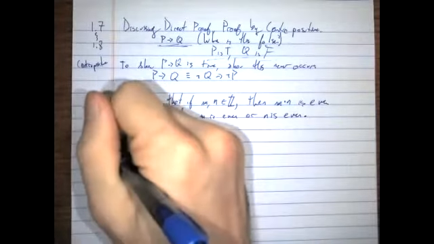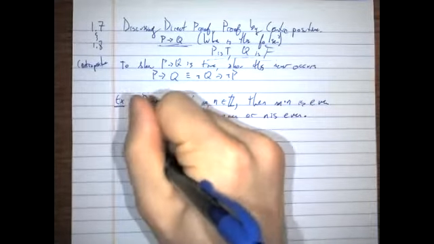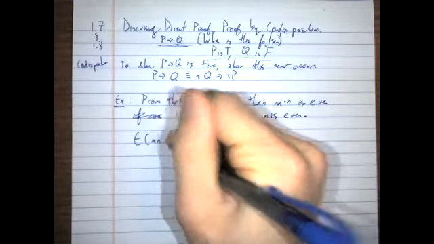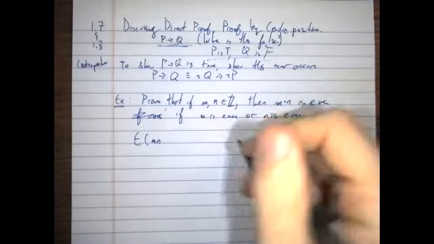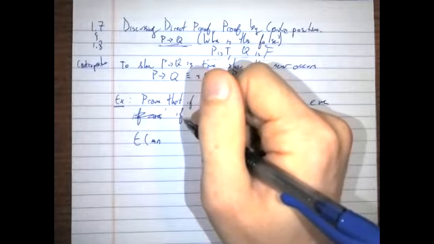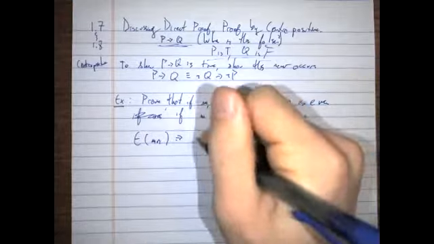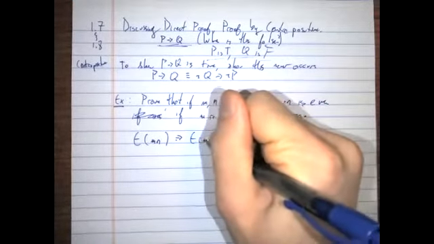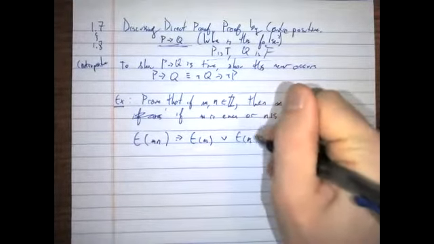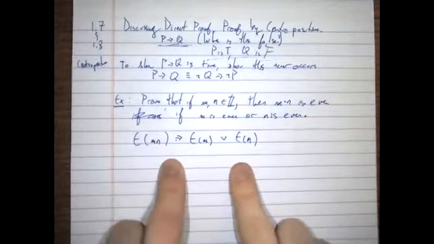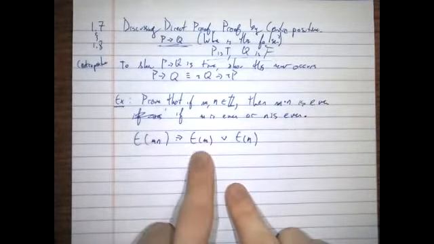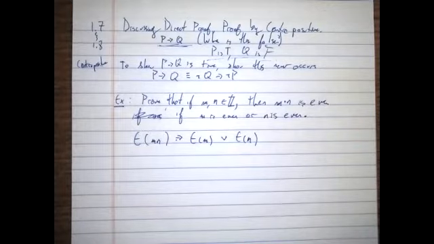If we break this down, this is saying E of mn implies E of m or E of n. This is the thing that we're trying to prove. Evenness of a product means that one of the two things is even. How would we use the contrapositive to prove this? First of all, what is the contrapositive of this statement?